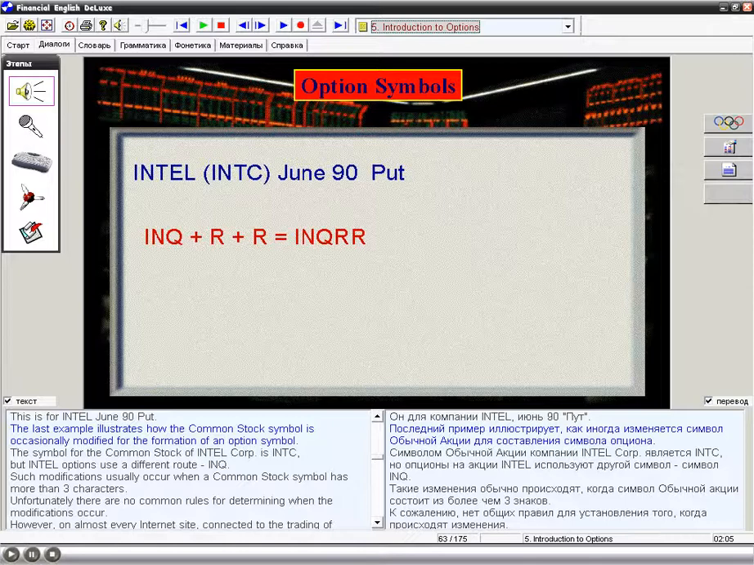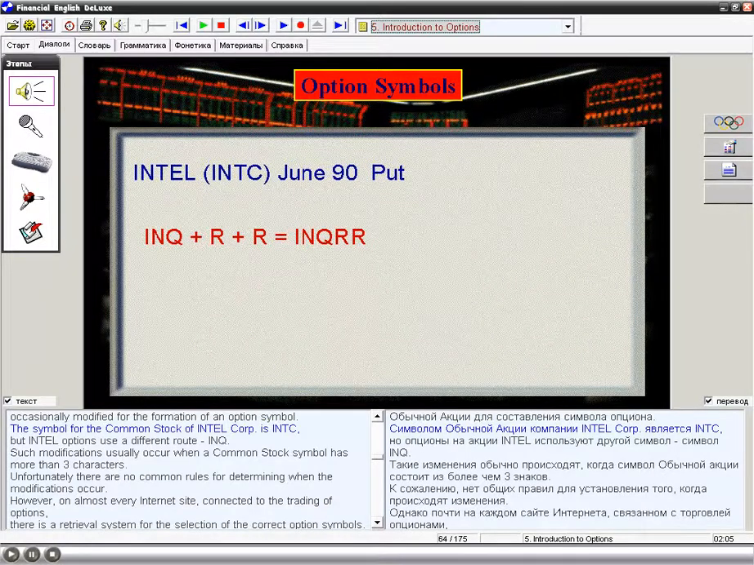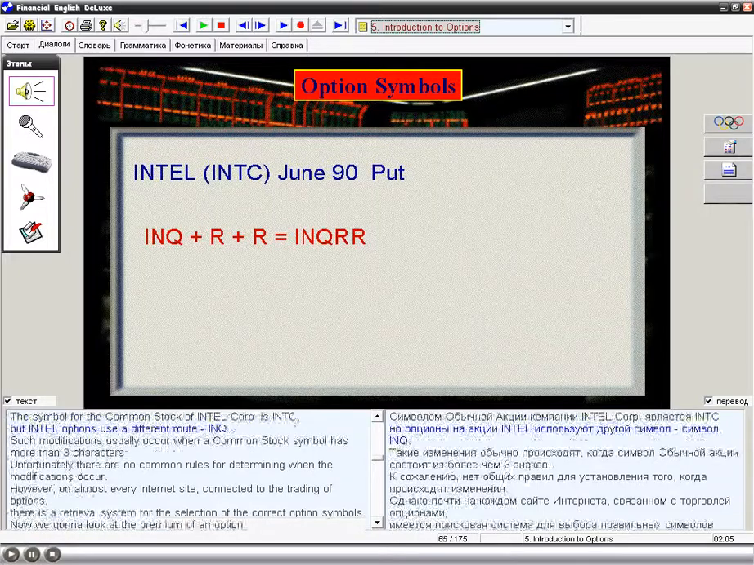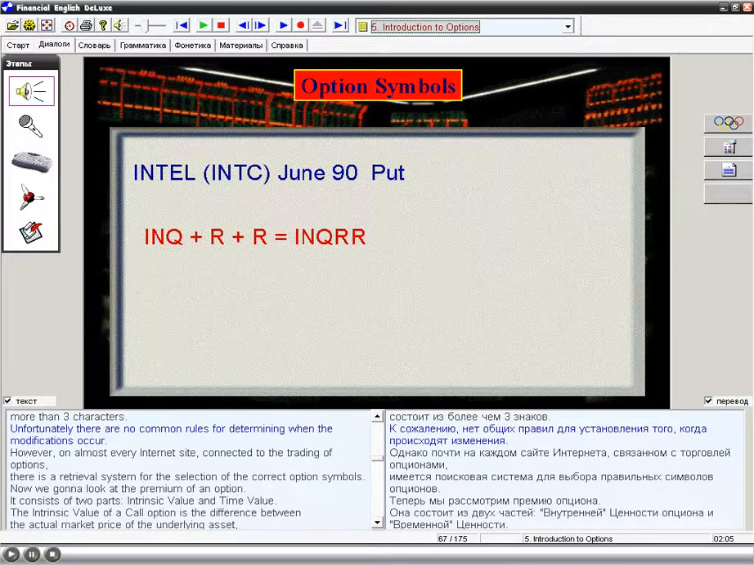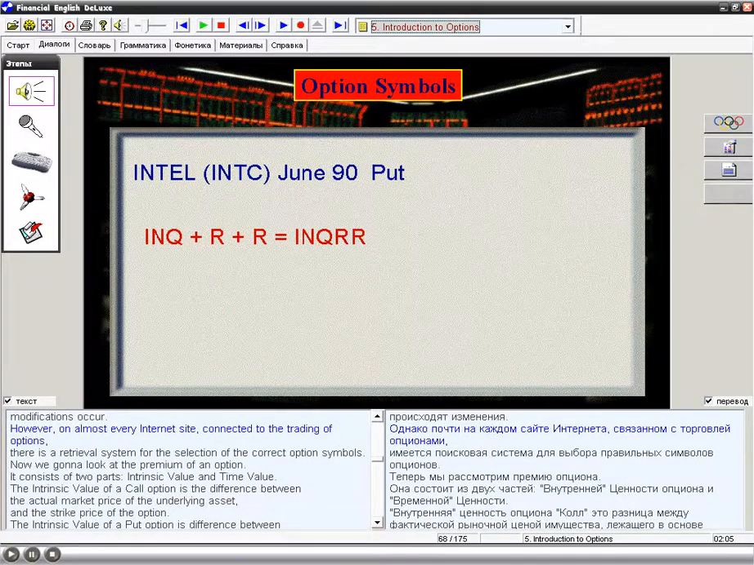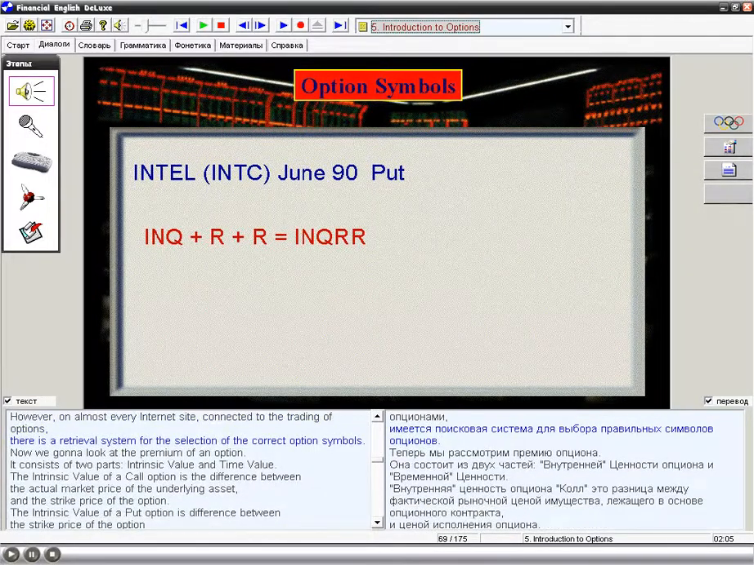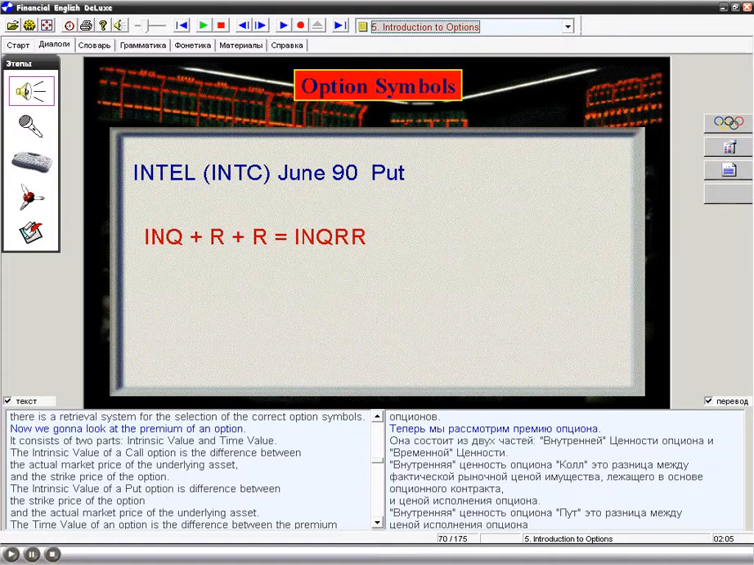The last example illustrates how the common stock symbol is occasionally modified for the formation of an option symbol. The symbol for the common stock of Intel Corp is INTC, but Intel options use a different root, INQ. Such modifications usually occur when the common stock symbol has more than 3 characters. Unfortunately, there are no common rules for determining when the modifications occur. However, on almost every internet site connected to the trading of options, there is a retrieval system for the selection of the correct option symbols.